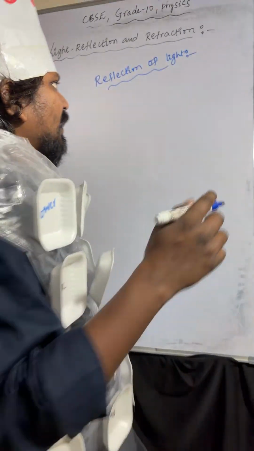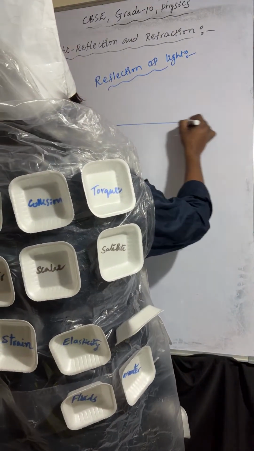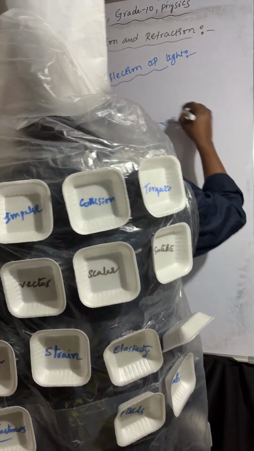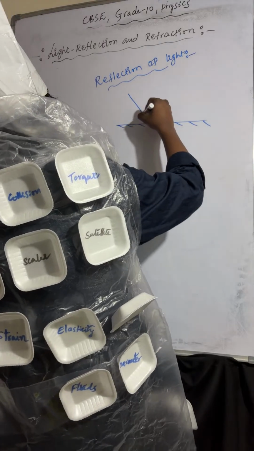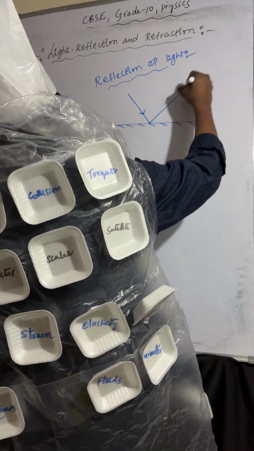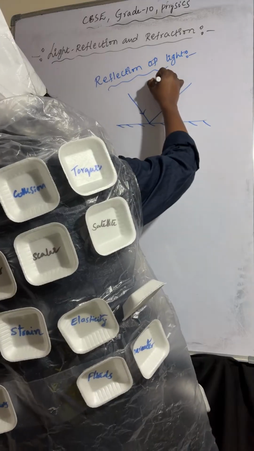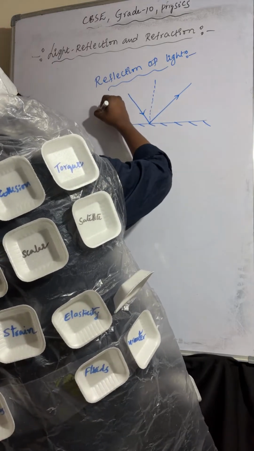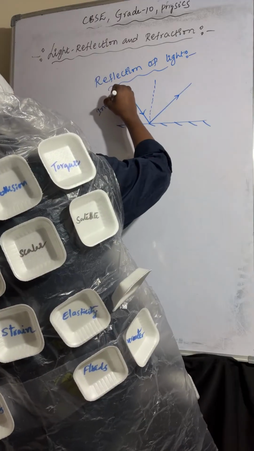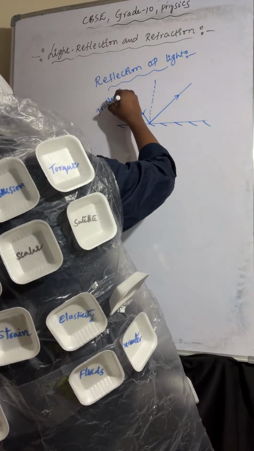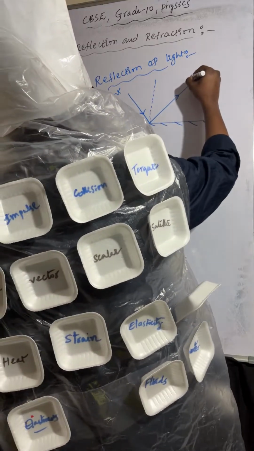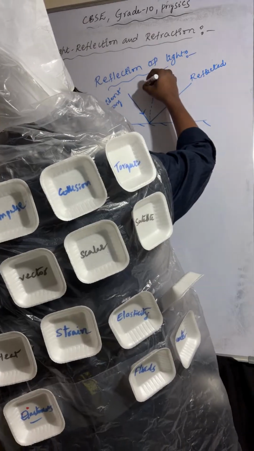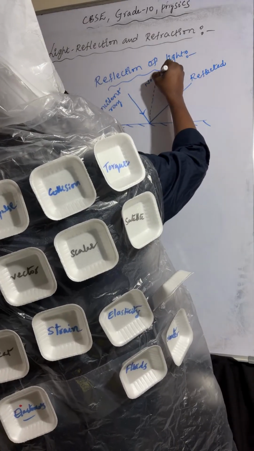Understood or not? So here I am considering this. Okay, so incident ray, reflected ray, and the normal. This is the normal. Understood? So incident ray and reflected ray. This is a reflected ray. And coming to this one, it is the normal.